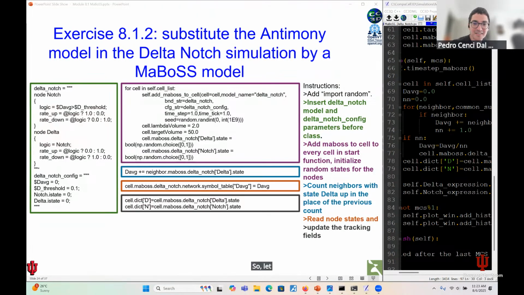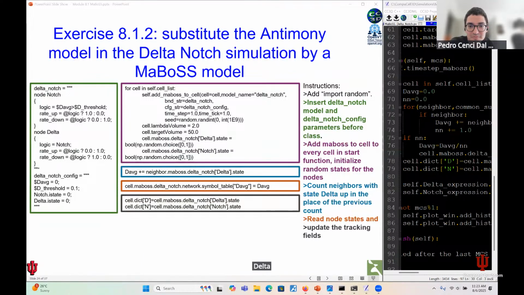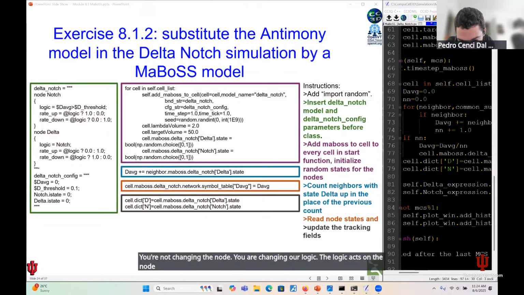Let's see, Anastasia has a question. So we can't just do something like this, cell.mabos dot delta notch delta? No, you cannot, because you are not changing the node. You're not changing the node. You are changing a logic. The logic acts on the node notch.